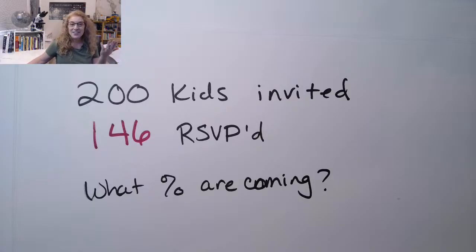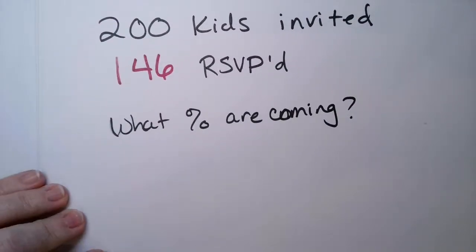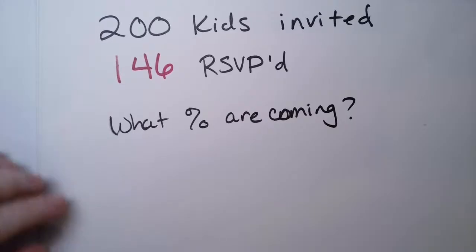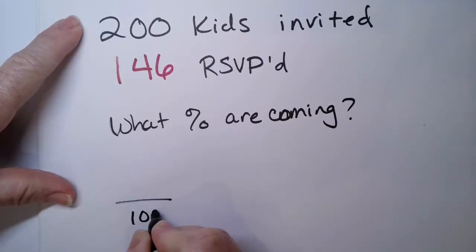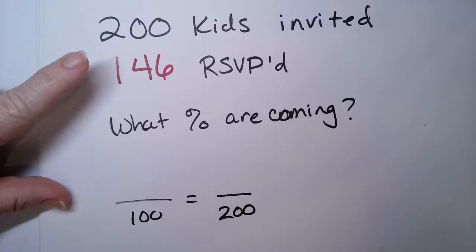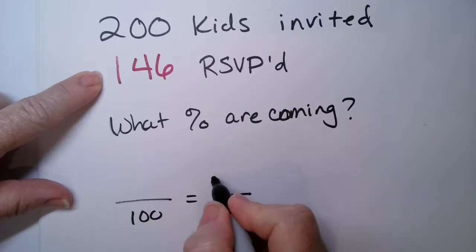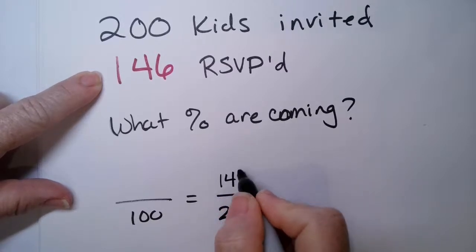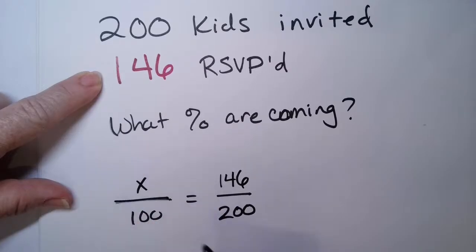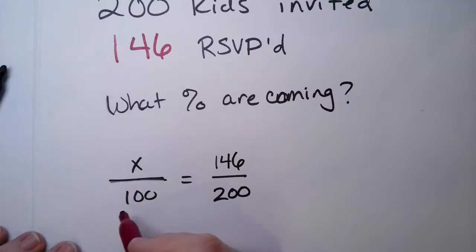Okay, so what percent are coming? Did you get me a number? Was I too distracting by telling you a short story? Okay, come on, you can do it. What percent are coming? Okay, what's the whole? Okay, so 100% is 200. Good. All right. And I want to know, out of 200, 146 are coming. What is that percent? That's my x.